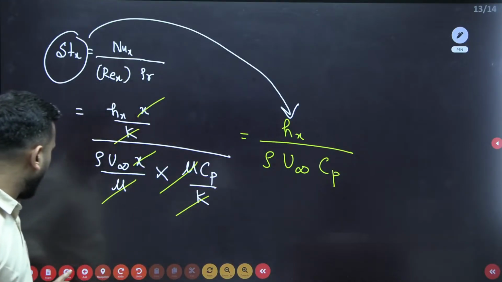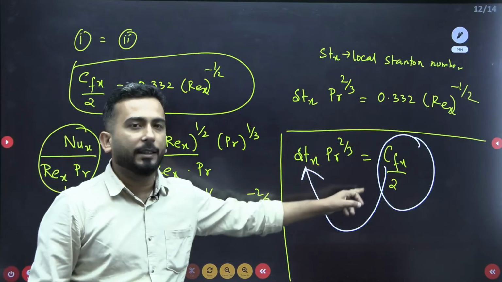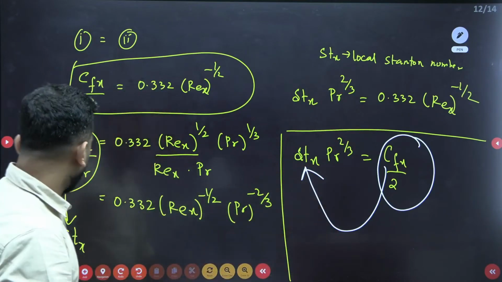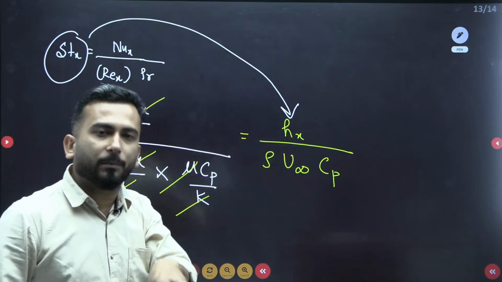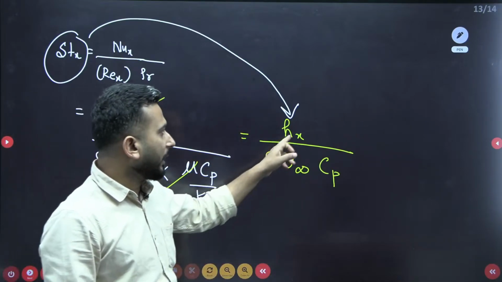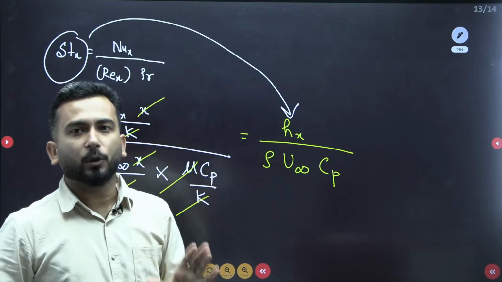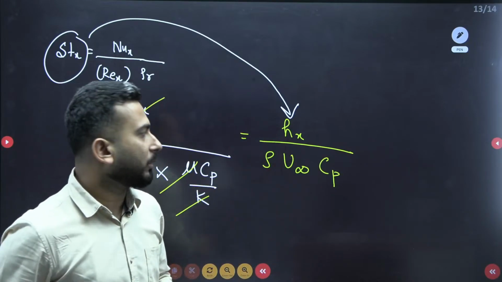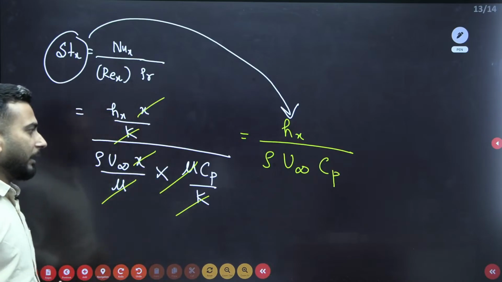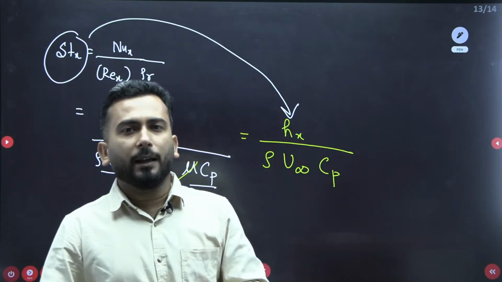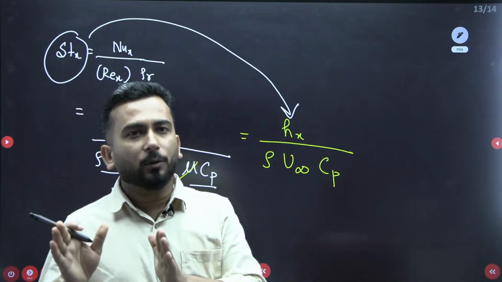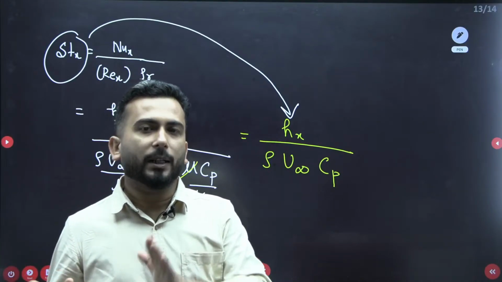What is the equation of Reynolds-Colburn analogy? This is the equation. And over here I have told you how from the local Stanton number you are able to get the heat transfer coefficient. So this is all about the local Reynolds-Colburn analogy.